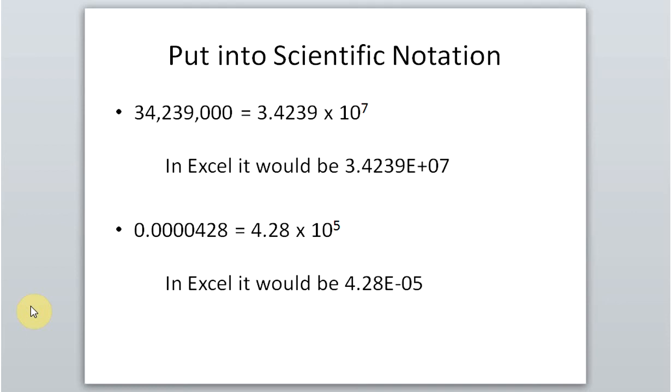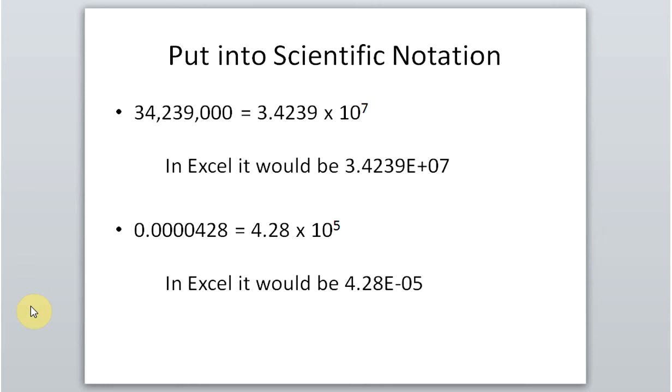If you're working in Excel, Excel uses a capital E instead of the times 10. So in Excel, this number would be 3.4239 E to the positive 7 to indicate that this is a big number and the decimal is moved over 7 places. Similarly, we can use scientific notation for teeny tiny numbers.